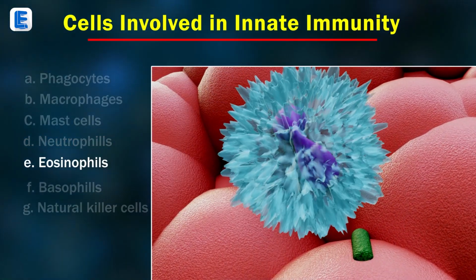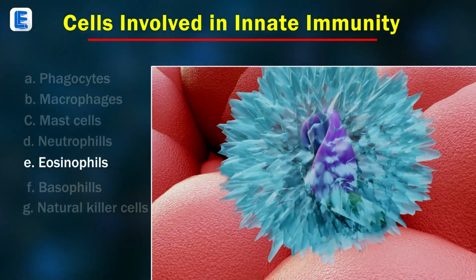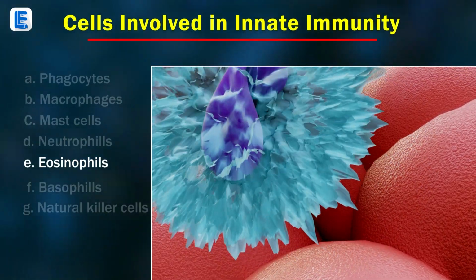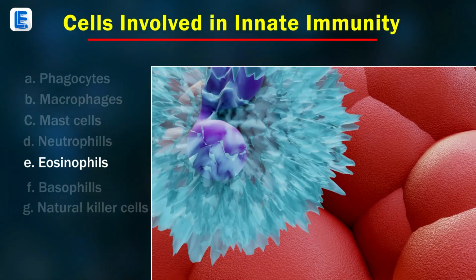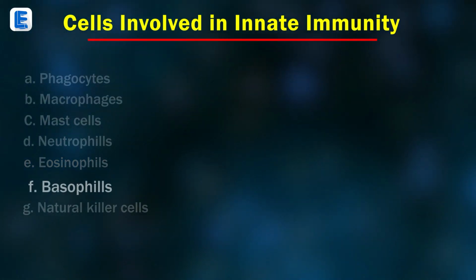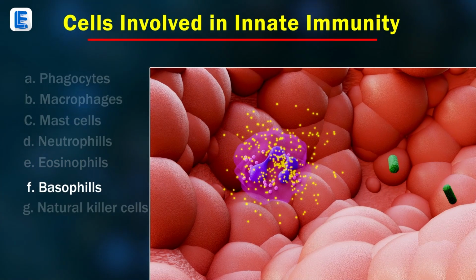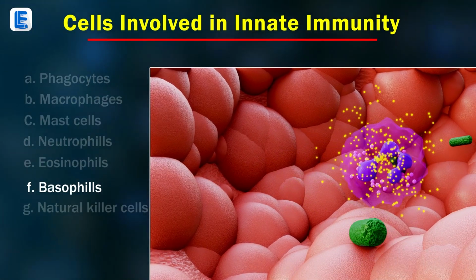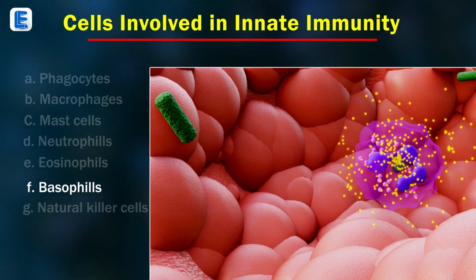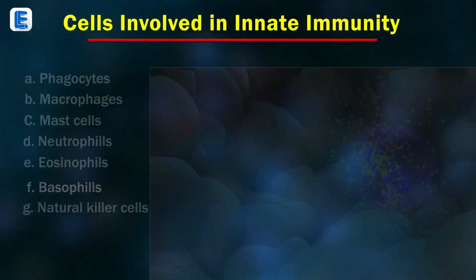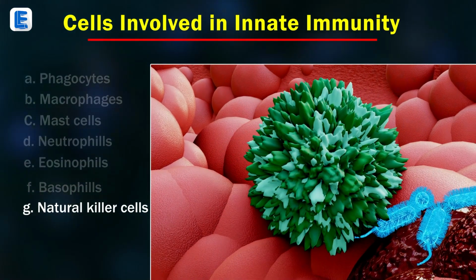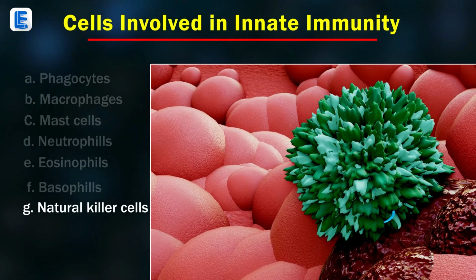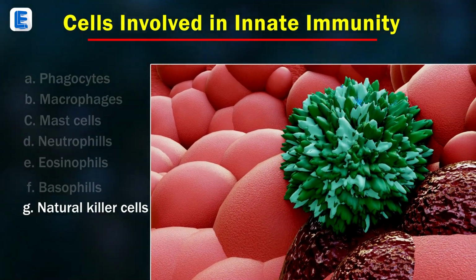E. Eosinophils. These contain highly toxic proteins. They kill any bacteria or parasite that comes in contact. F. Basophils. These attack multicellular parasites. Similar to mast cells, they release histamine. G. Natural killer cells. These prevent spread of infectious diseases by destroying infected host cells.